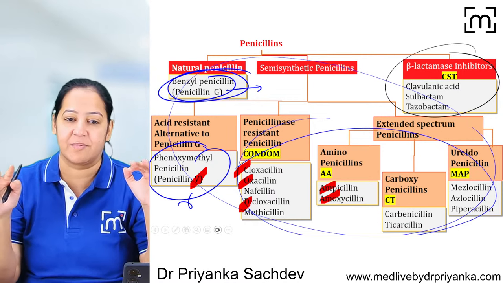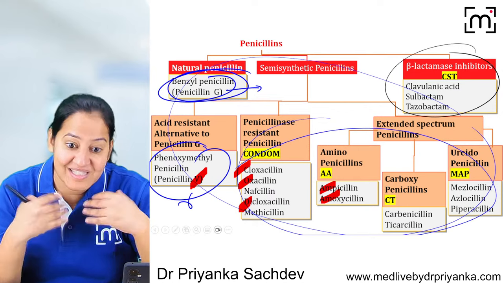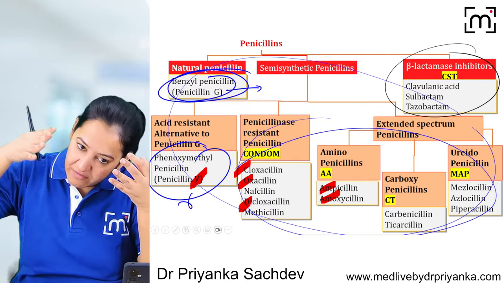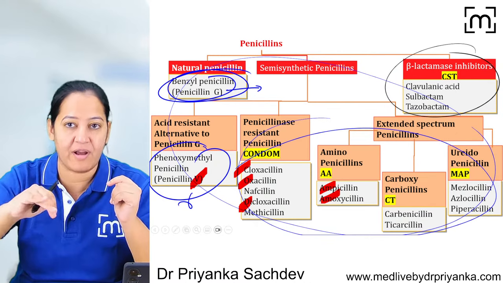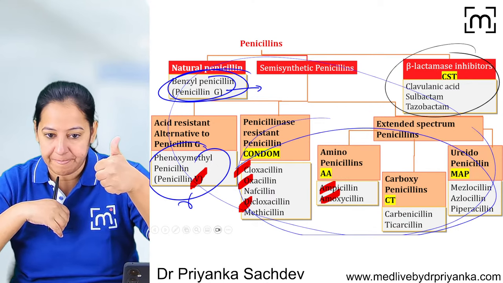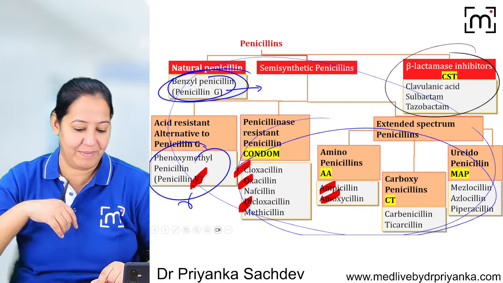Remaining all are acid susceptible. Only vodka is acid stable, so you can give the tablets. The rest are all acid susceptible, so you have to give the injections. So learn: except vodka, everything else is injectable. Vodka is tablet. Everyone give me a thumbs up. Everyone, you got it? What is vodka? So please learn that also.